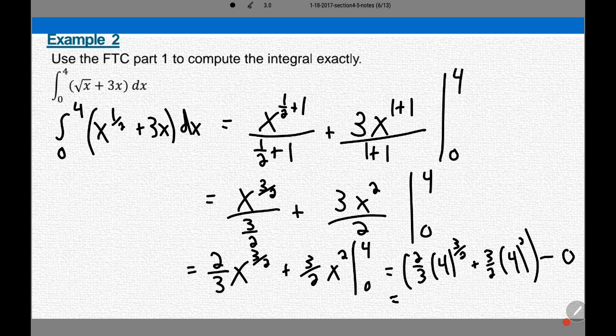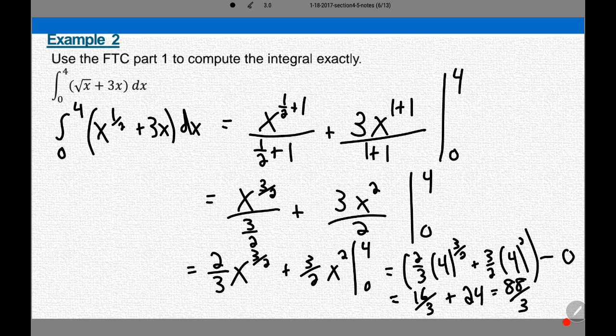If we do this, we'll see that 4 to the 3/2 is 8. And we get 8 times 2, which is 16 over 3, plus 16 is 4 squared. 16 times 3 is 48. Divide that by 2, you get 24. And if I add those two together, you end up with 88 over 3.